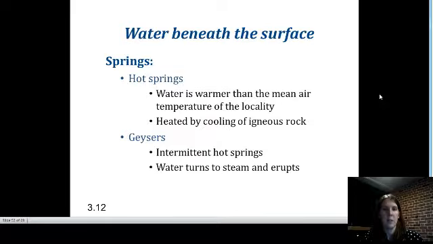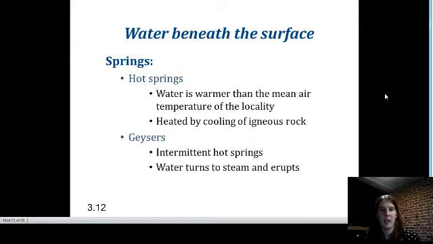When we talk about springs, you can get hot springs, which is where water that is warmer than air occurs, and this is typically heated by the cooling of igneous rocks. So as igneous rocks start to cool and form, they output that heat, and that heat is actually migrated through the groundwater system, creating hot springs.